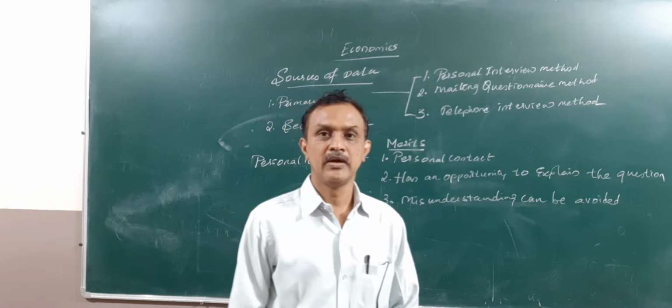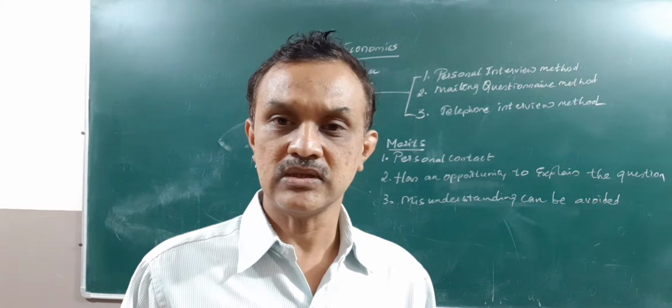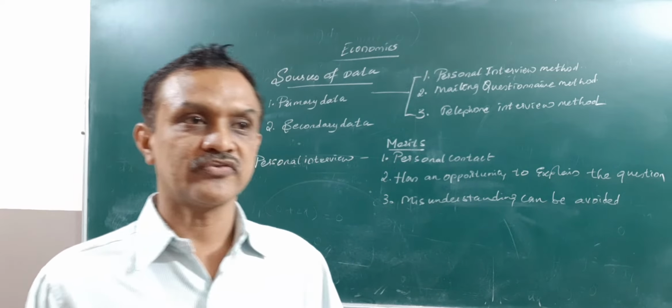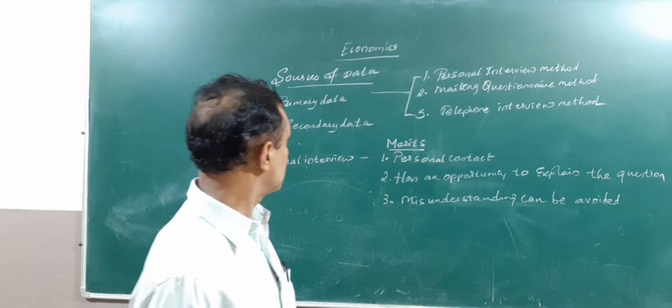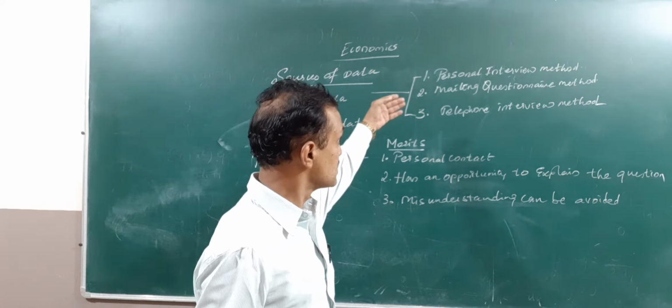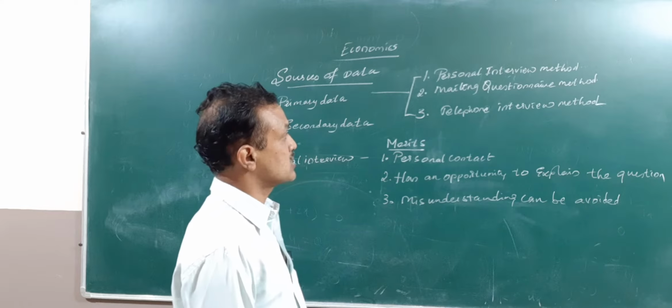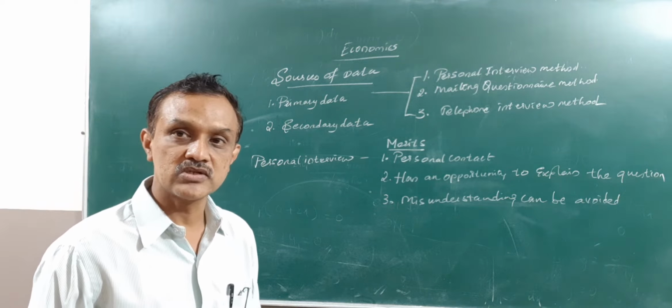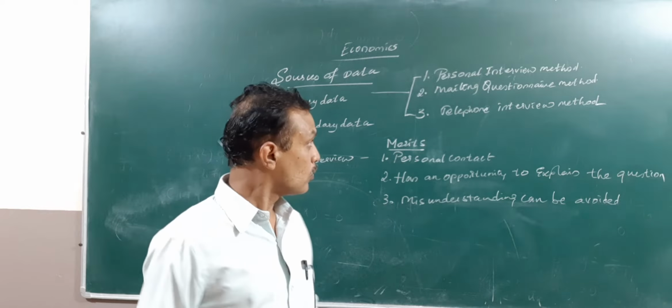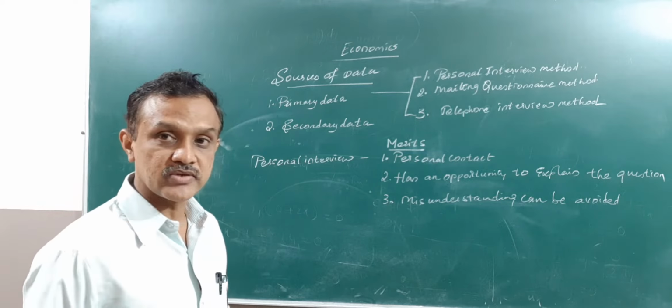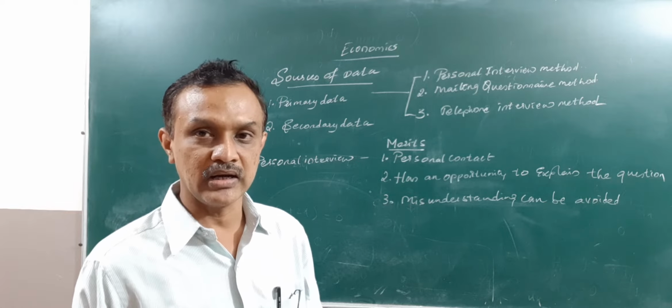In the last class, we discussed that there are two types of sources: primary and secondary. In the case of primary sources of data, we are going to look at the personal interview, the mailing questionnaire method, and the telephone interview method. Now, what do you mean by the personal interview method, which comes under primary data?